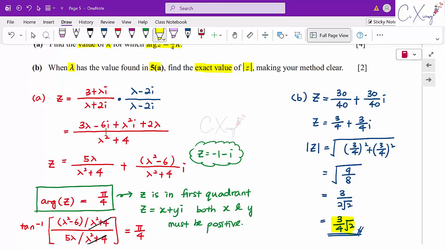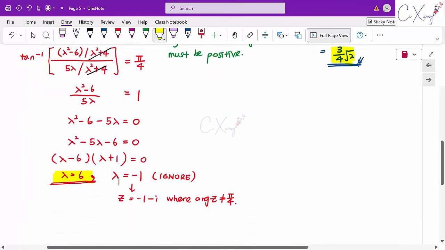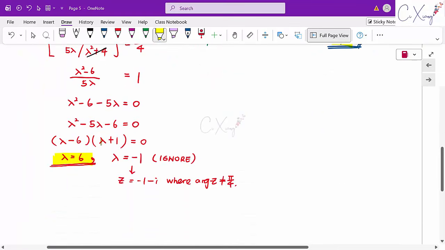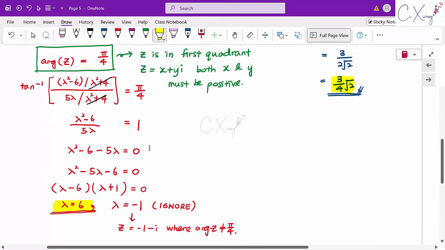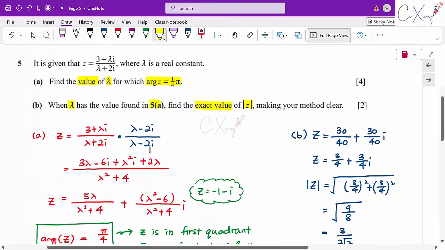So the more critical part is this one. After you get the two values for lambda, please make sure you double check which is the correct value for lambda only. So we only accept lambda equals 6. So this is how we solve question number 5.